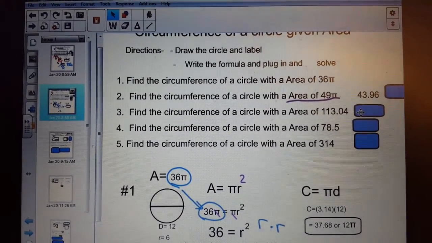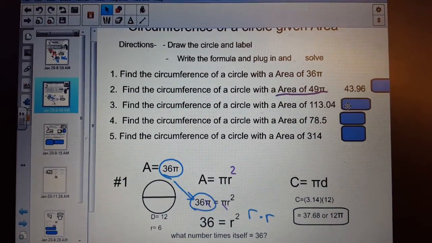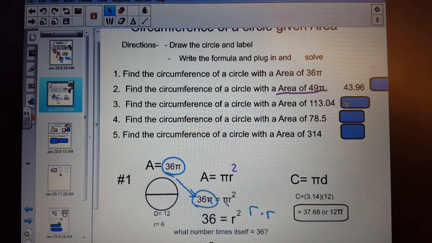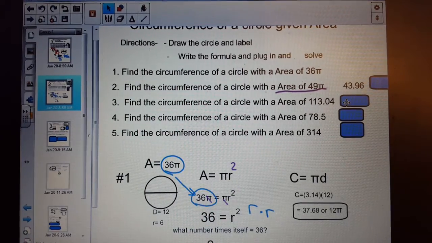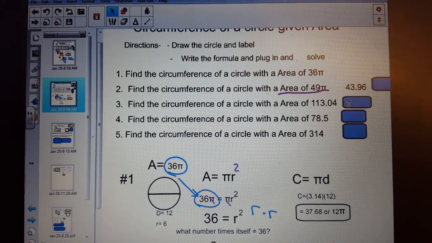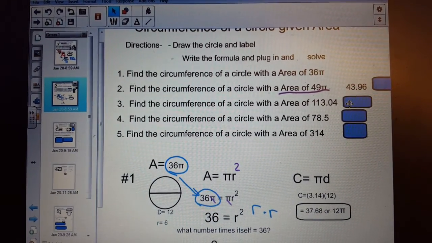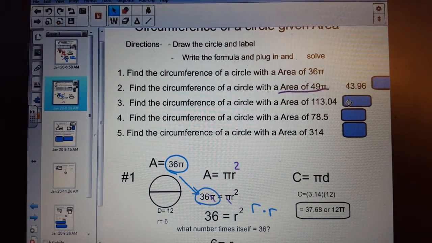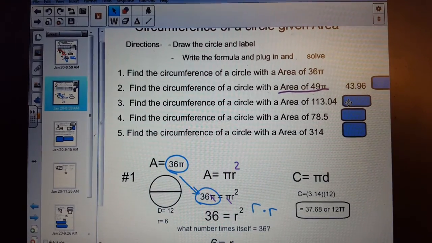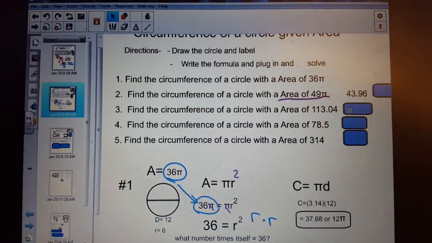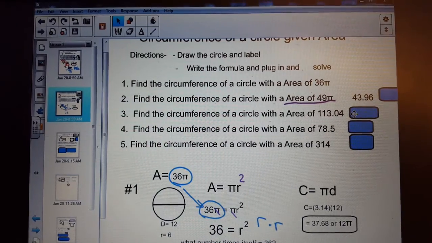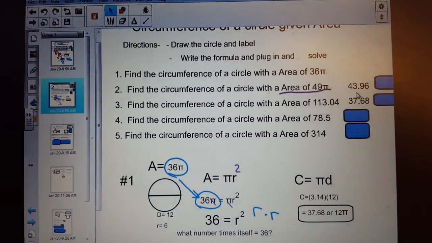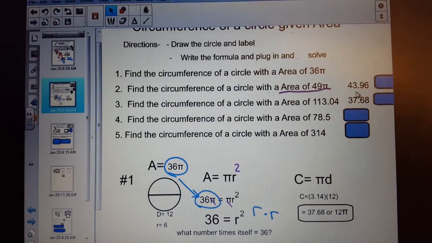For number 3, you know that the area is 113.04. Divide by 3.14. You get 36 equals r squared. What number multiplies to give yourself 36? It is 6. The diameter is 12. So 12 times 3.14 is 37.68.